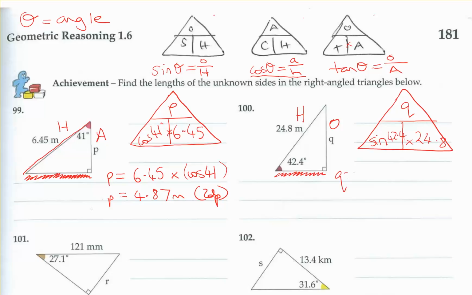So once again, one line of working. Q equals, now we'll write the number first, the constant, the length of the hypotenuse, and then I want the sine of 42.4. So over on my calculator, that gives me a value of 16.7 metres to 1 dp. And just check that it is in fact shorter than the hypotenuse, which is the longest one.